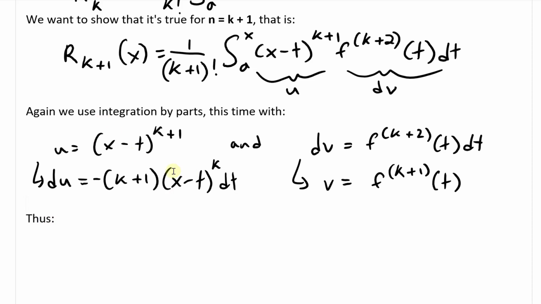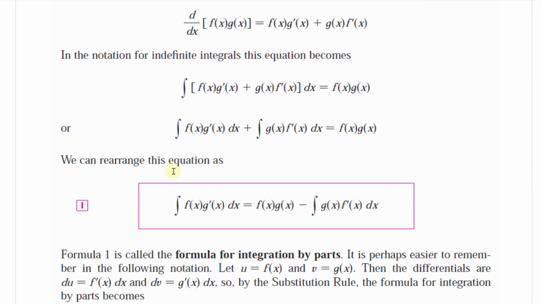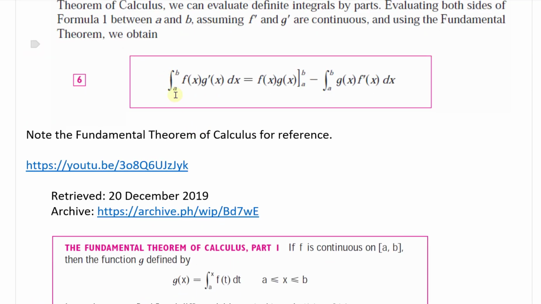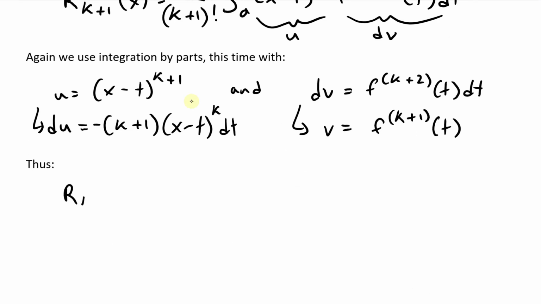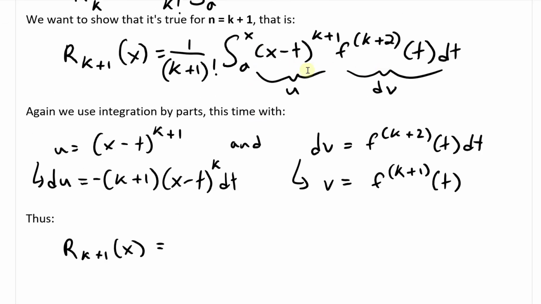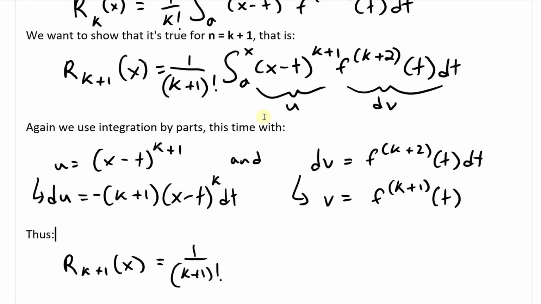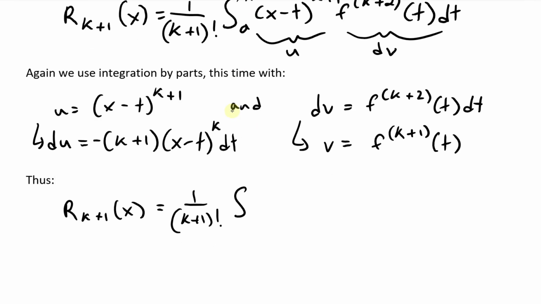So thus integration by parts states, again, let's just quickly see that. It's over here: the integral of u dv equals uv minus the integral of v du, and then we could evaluate them as a definite integral like that. So let's write this down. Thus R_{k+1} of x is going to be equal to this part right there. For completeness, I'm going to write this all out. It's going to be 1 over (k plus 1) factorial. Yes, we have to account for this 1 over (k plus 1) factorial. I'm going to write this from a to x, or rather, more accurate limits, t equals a up to t equals x, and this is going to be our u dv, like that.